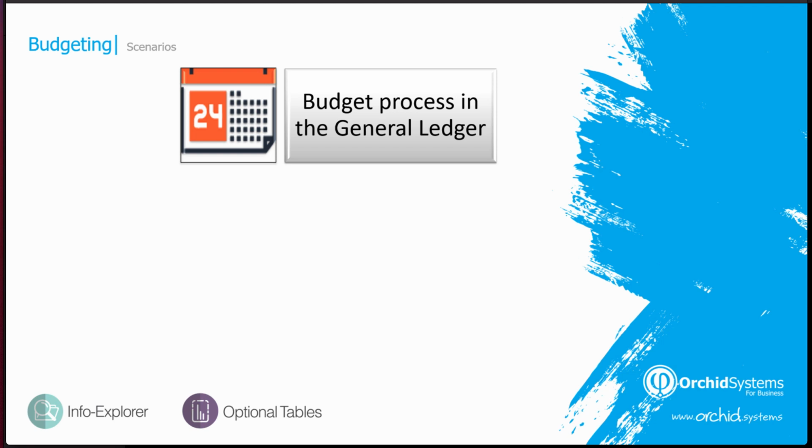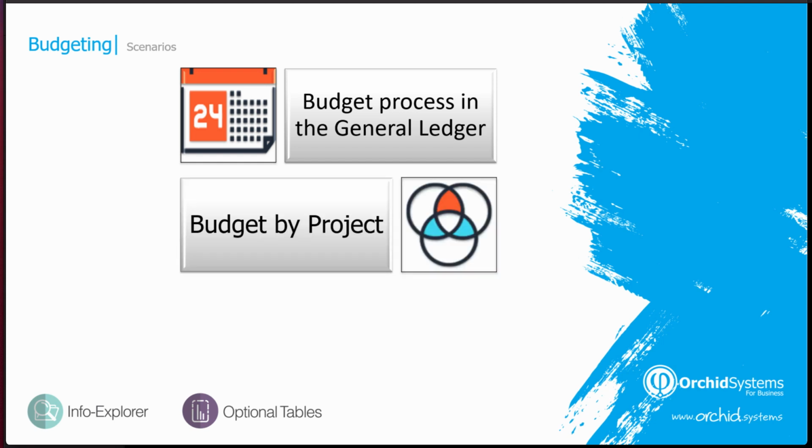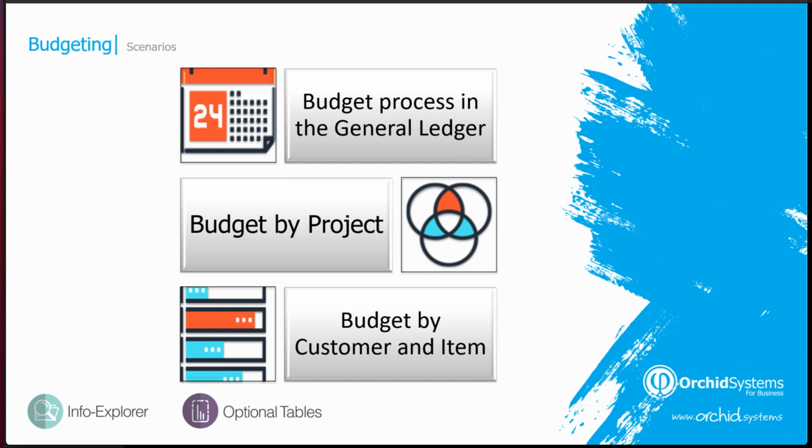The budget coordinator uploads everything to Sage 300 and can then use Info Explorer right back for its powerful top-down spread methods. In our second example, we move beyond the general ledger and budget at the project level, where the project is a transaction optional field attached to the general ledger account, and the budget is stored in optional table at the GL account and project optional field level. In our third scenario, we demonstrate using optional tables to budget at the customer and item level.